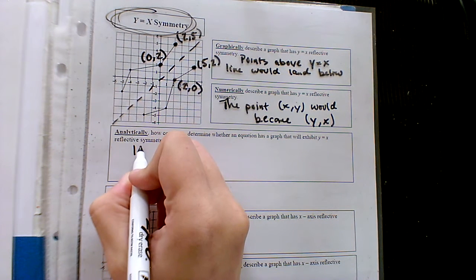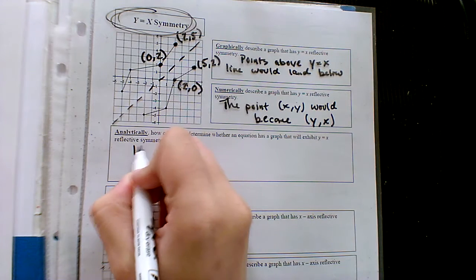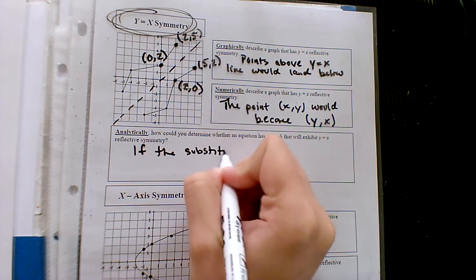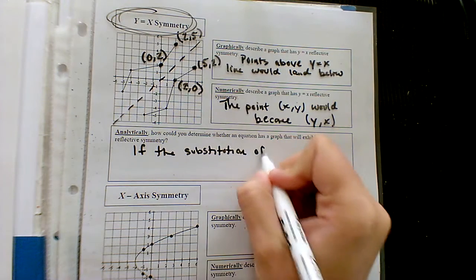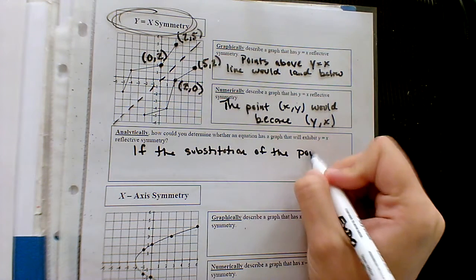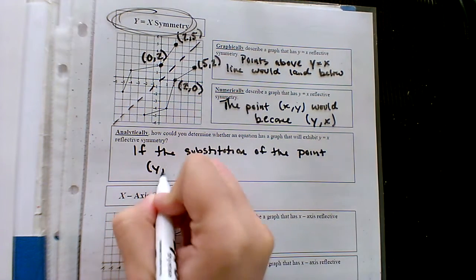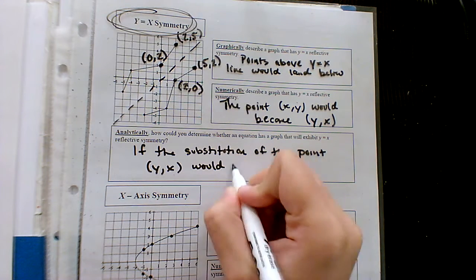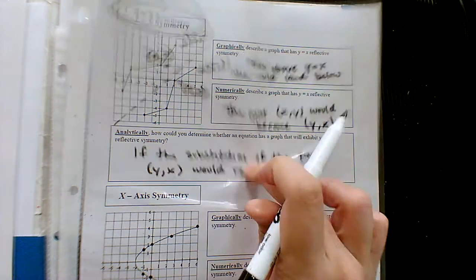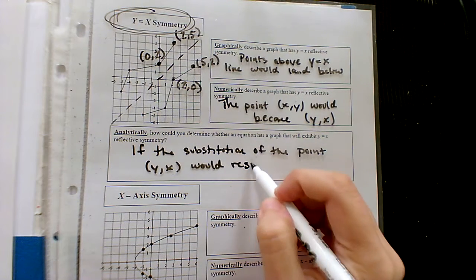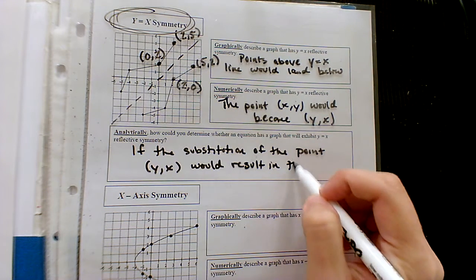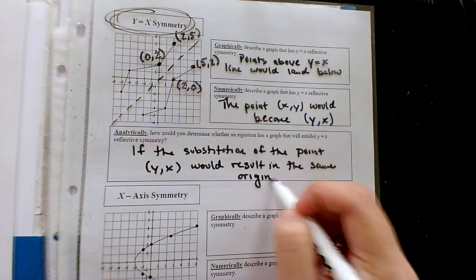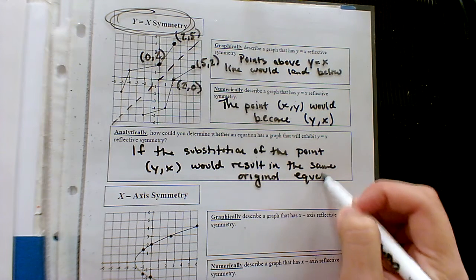Analytically, again, we'll get to it maybe tomorrow. We might have time today. If the substitution of the point y comma x would result in the same original equation.